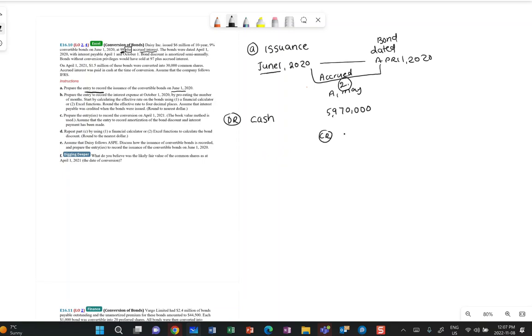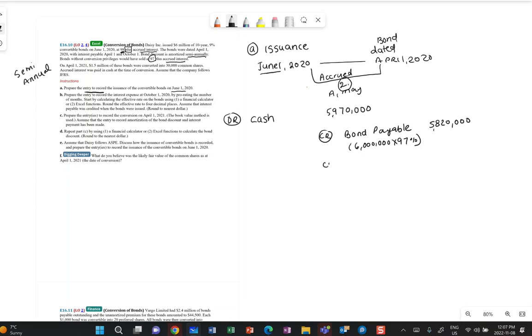Then we have the credit. We issued a bond, so in this case the bond payable will be your credit. We want to know the value of your bond. The bond was dated April 1st, payable April 1st and October 1st. That means it is semi-annual interest, and it says so in the question too. The bond without conversion privilege would have been sold at 97% plus the accrued interest. So we're going to calculate the bond payable. You always take the face value of the bond multiplied by the 97%. That will give you the present value of your bond.